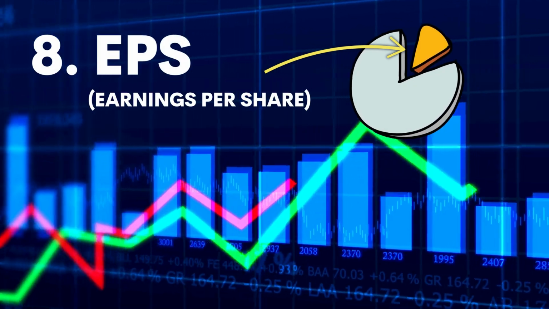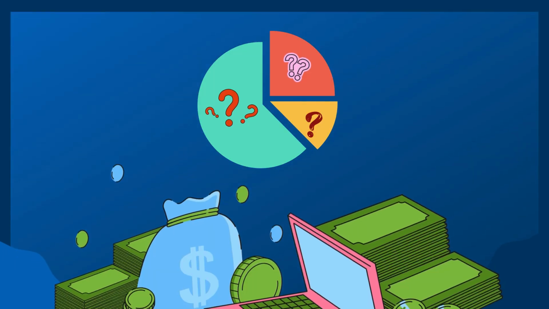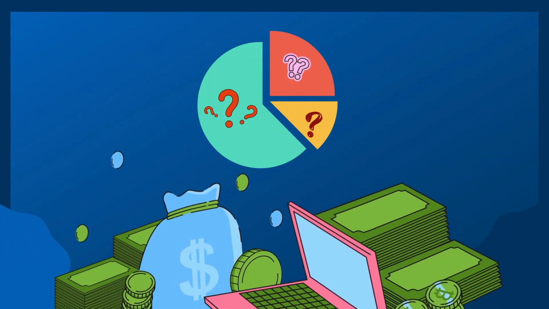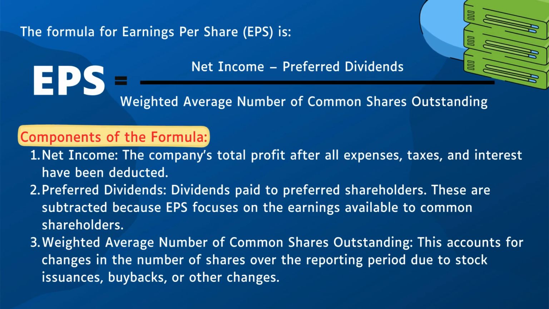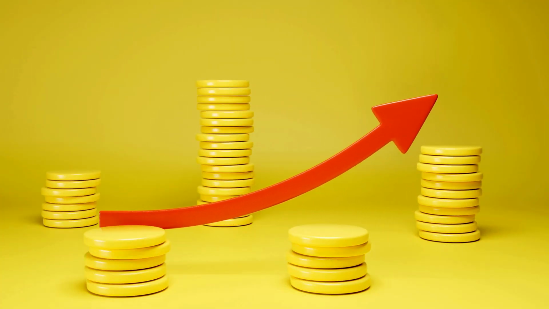Earnings per share is like the company's report card. It shows how much money the company makes for each share of stock. You get it by dividing net income by the number of shares. If the EPS is high, it means the company's doing well. Basically, it's acing the test. So, more EPS means more cash for everyone.